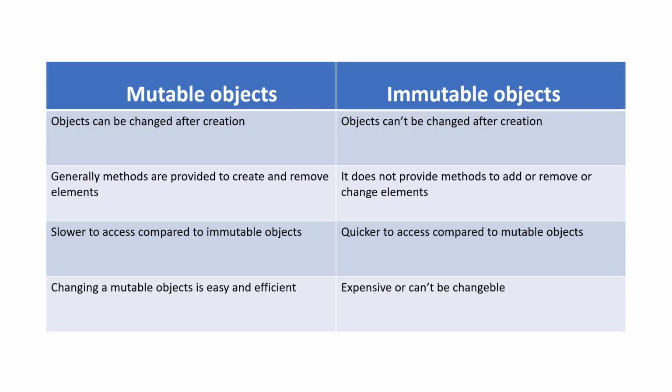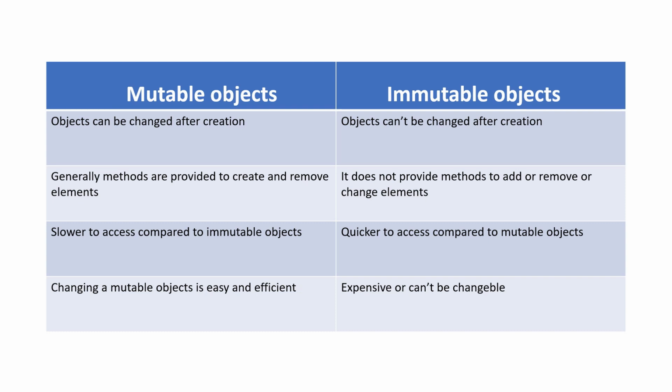There are methods to create and remove elements in a mutable, whereas in immutable, these methods are not available. Mutable objects are slower and immutable are quicker. Changing mutable objects is very efficient and easy. In immutable, it is expensive and can't be changed.